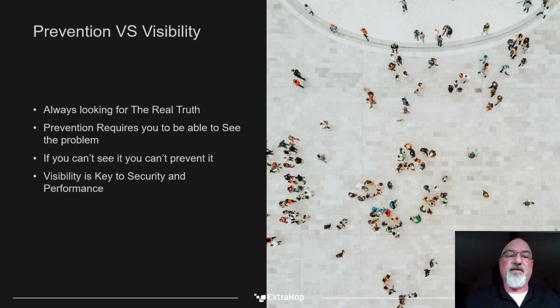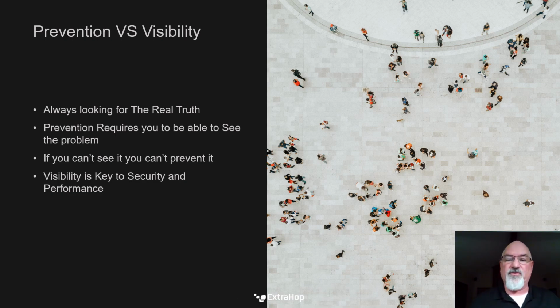Prevention versus visibility. Whenever you're talking about prevention versus visibility, I think they're related for the most part. If I really want to prevent attacks or prevent any type of security issue, I really have to have visibility into my environment. And the only way I can really get that visibility is I always have to be looking for the real truth. I have to be looking for what's really happening in my environment and not something that can be manipulated. Prevention requires you to be able to see the problem.